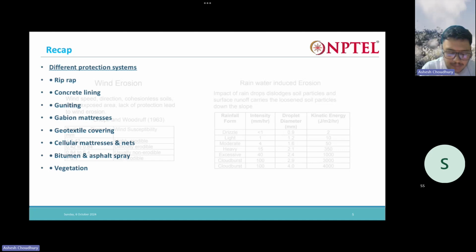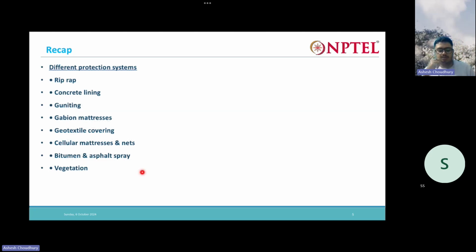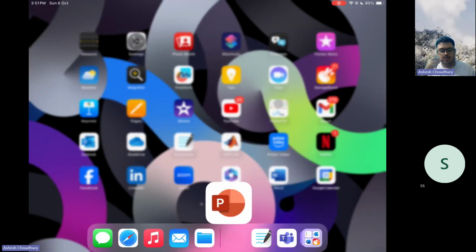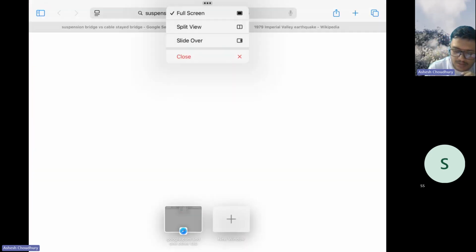So what are the different protection systems that we have? One is the riprap. So what are ripraps? Can you tell me what ripraps are? Let us see what ripraps are.